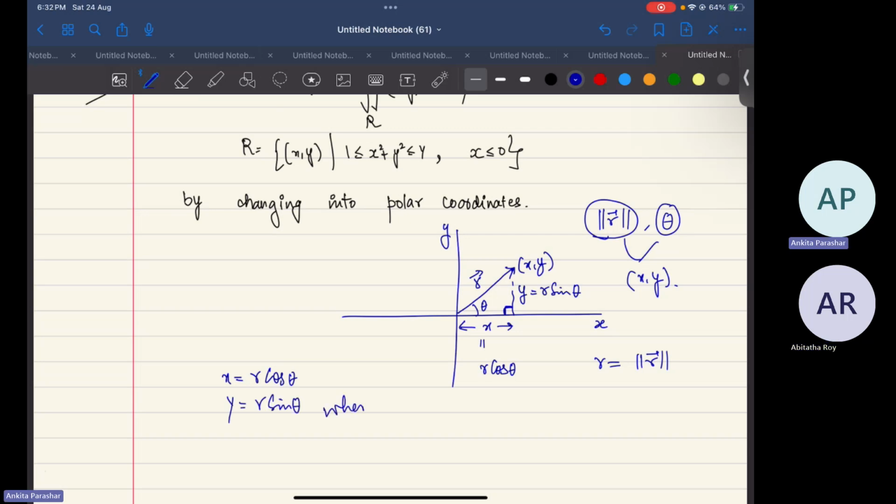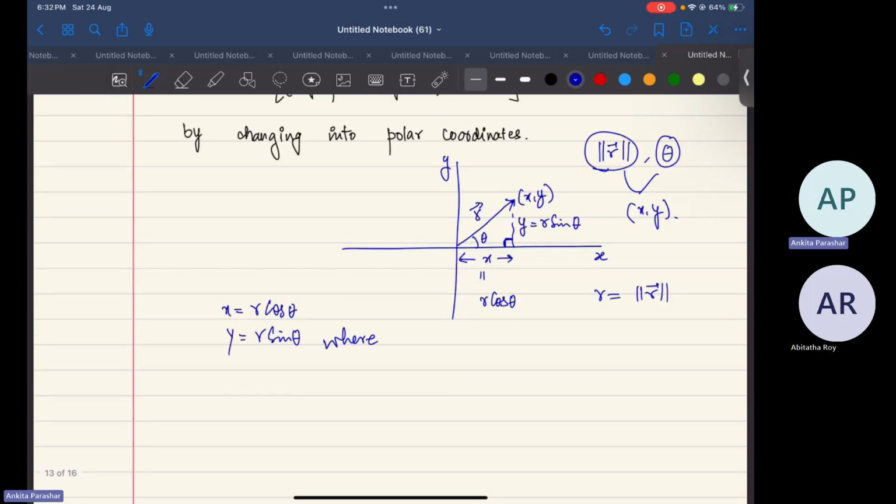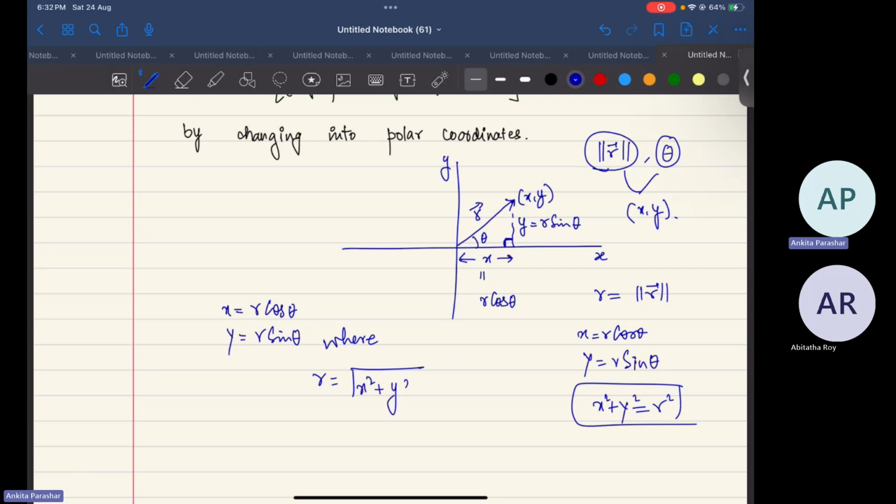Where, what is r? Where, what is theta? That one has to say. So x equal to r cos theta, y equal to r sin theta. I can simply say x square plus y square will give me r, where r is nothing but root of x square plus y square. Why? Because modulus is always positive. I cannot take negative.